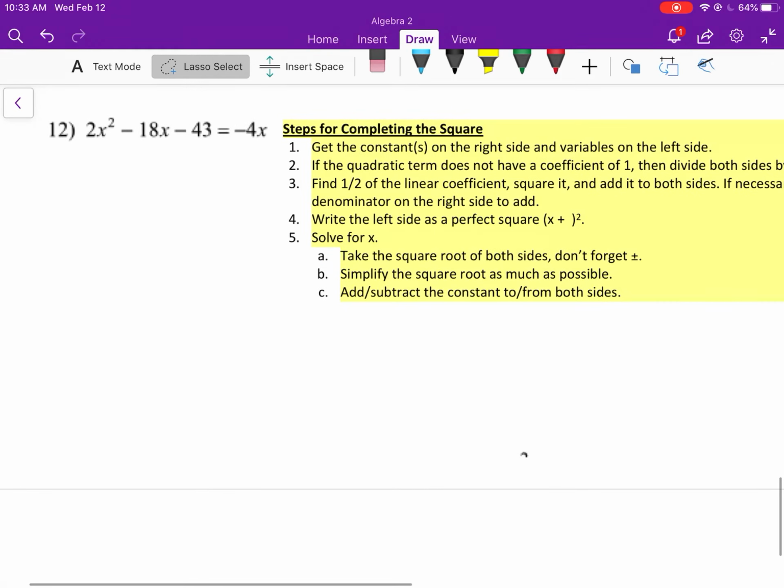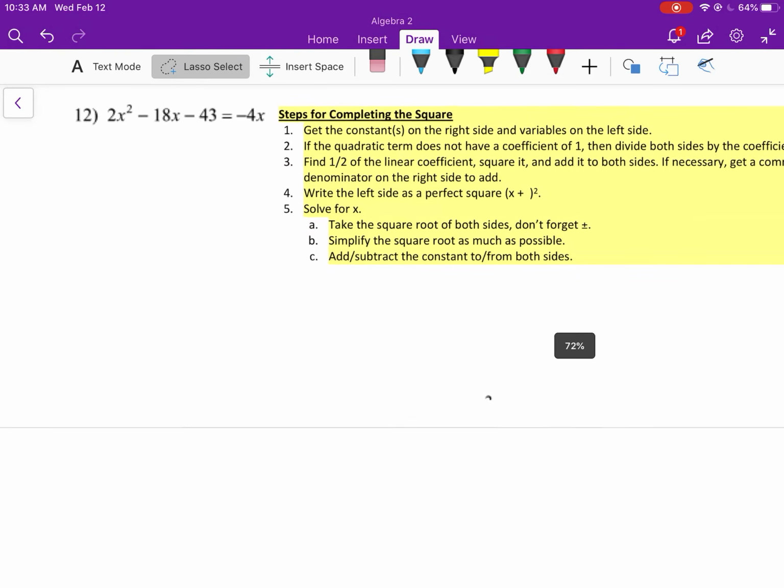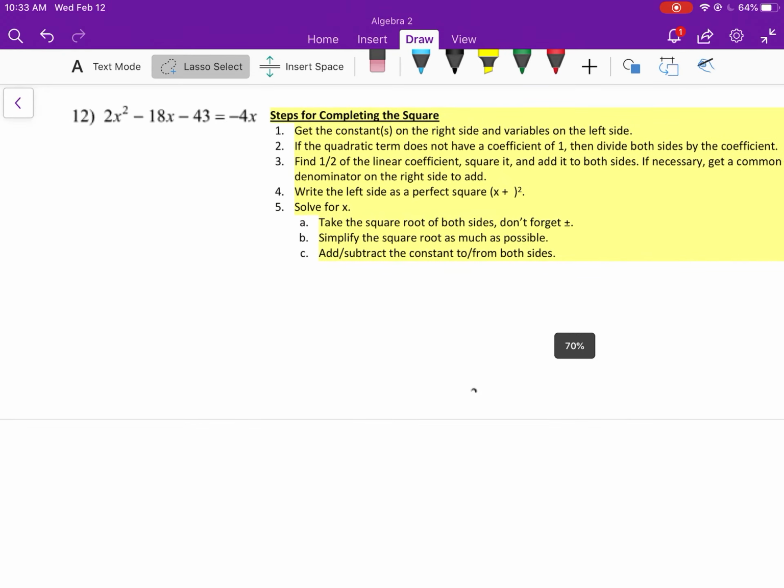So I have a quadratic equation here. 2x squared minus 18x minus 43 equals negative 4x. And we see here the first thing we want to do is get the constants on the right side and the variables on the left side. So in this case, we're going to do this step right here. It will show up in blue.